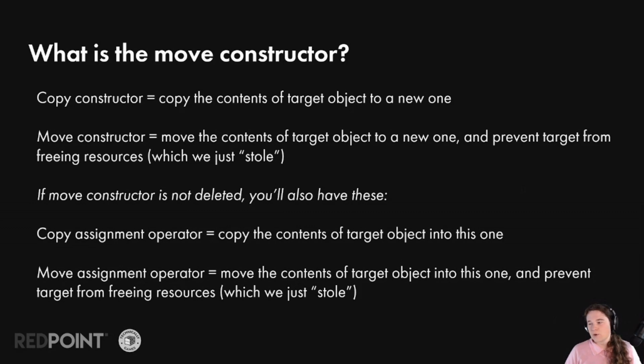And so we try and take advantage of that if we've got classes that are doing large dynamic allocations of memory. If the move constructor is not deleted, you're also going to get a few default assignment operators. That's what makes B equals A, where B is not just being declared as a new variable, work. They're pretty much what you expect. You either copy the target into a new thing, or you move the contents of a target into that one. It's basically the same thing, just you're not constructing a new object.